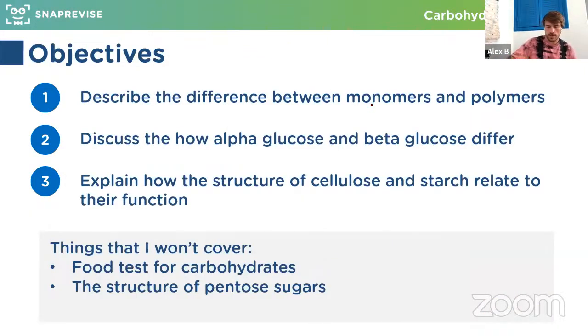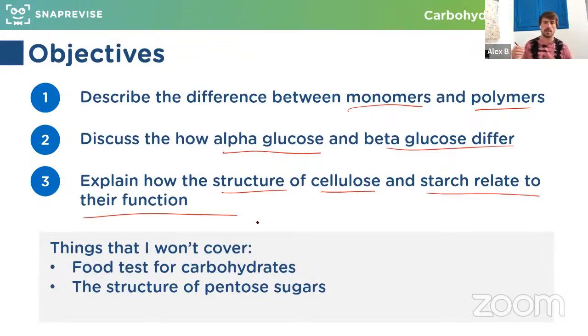So yeah, we're gonna look at the difference between monomers and polymers. We're going to look at how alpha glucose and beta glucose differ, and we're going to look at the structure of cellulose and starch and how that relates to their function.